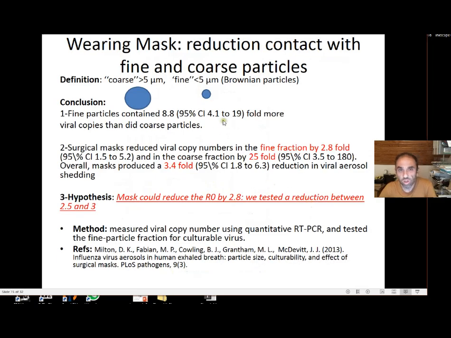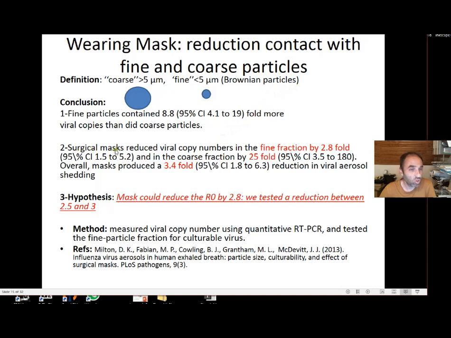And finally, we use another study about the propagation of the pandemic using masks. In the study, they look specifically at the effect of coarse versus fine particles. Fine is less than 5 microns, coarse is larger than 5 microns. And what is interesting is that they show that the fine particles contain about 10-fold more viral particles than coarse particles. So those are the ones that are the most important. They move by diffusion, they can stay in the air, and they can lead to these high contaminations.